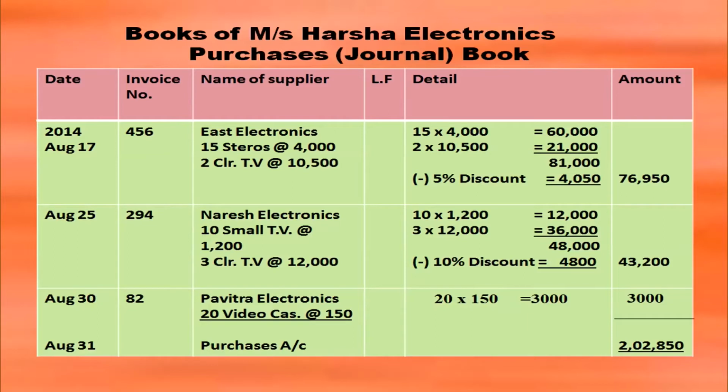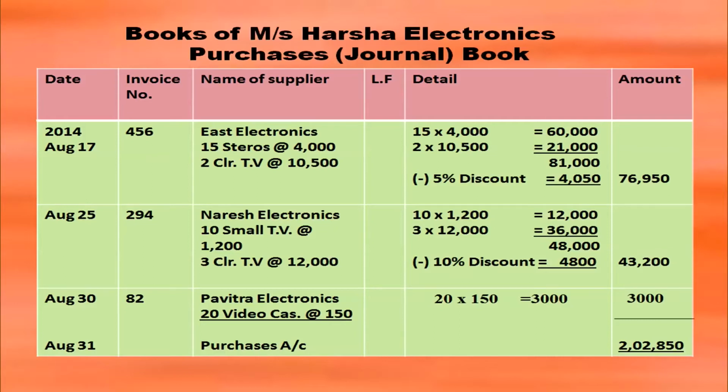Then August 30, from Pavitra Electronics, Harsha Electronics purchased 20 video cassettes at rupees 150. 20 into 150, 3,000 as the net amount in the amount column. When you add all the purchases, including the previous 2 more transactions, you will get a total of 2,02,850.